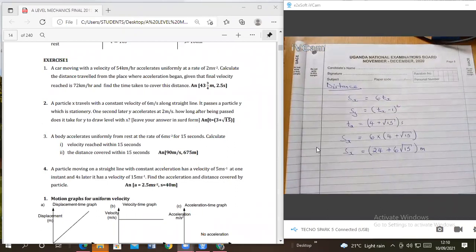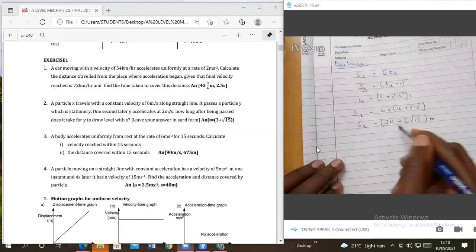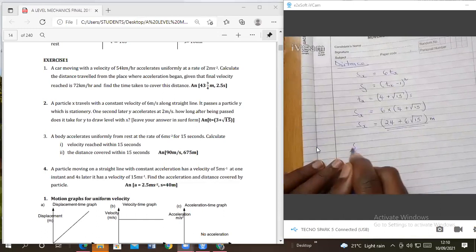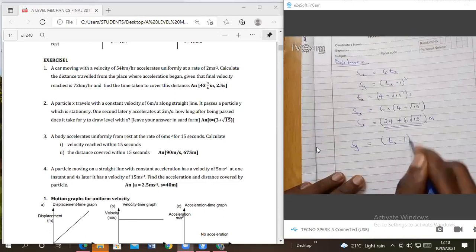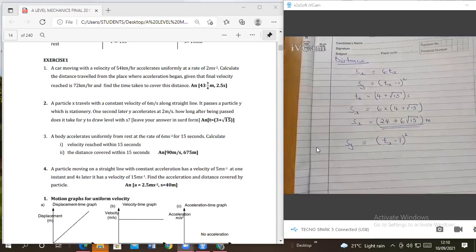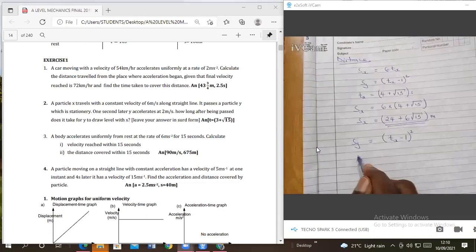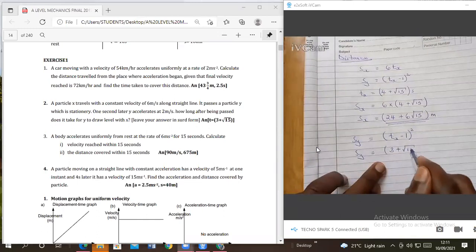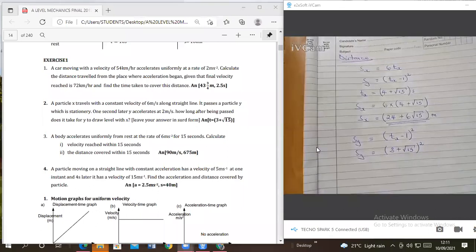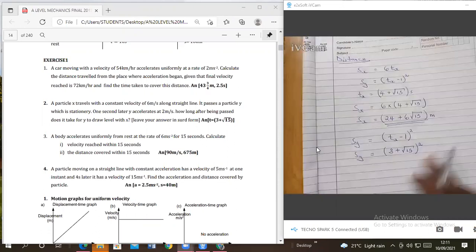Have you seen that? Yes. Then Sy will be tx minus 1 squared, okay? So we found out our Sy will be equal to, we got that time was 3 plus root of 15, squared. Do you remember that? Good. So when you expand this, what do you get?